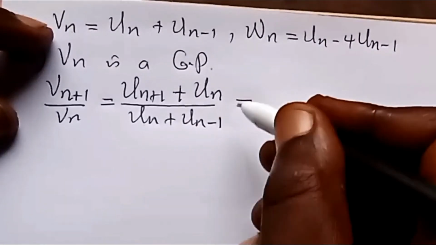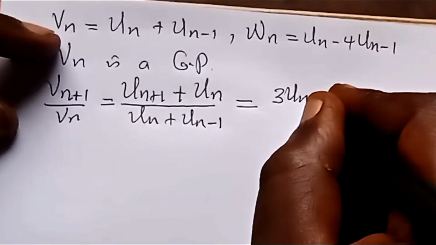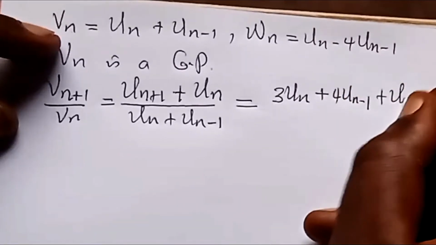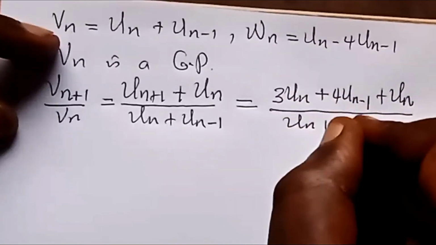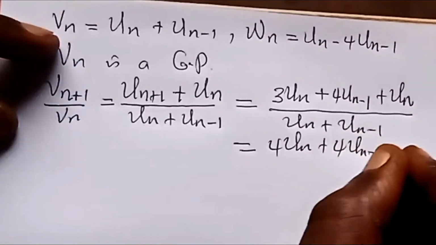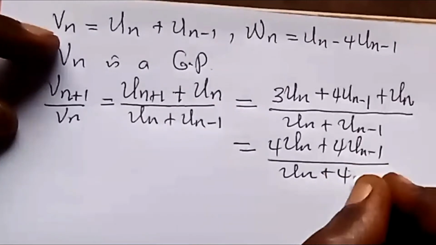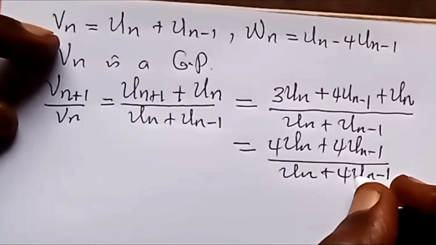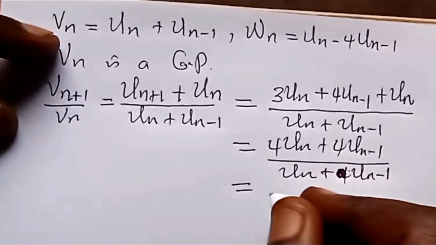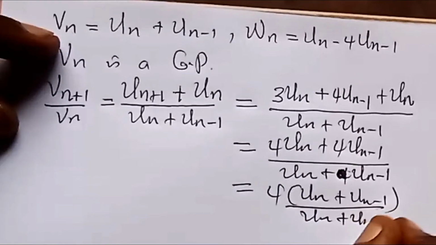Now un plus 1 is already given in the equation as 3un plus 4un minus 1, and then plus un, all over un plus un minus 1. This gives 4un plus 4un minus 1 all over un plus un minus 1. And you can see that 4 is common at the numerator: 4 into un plus un minus 1, all over un plus un minus 1.